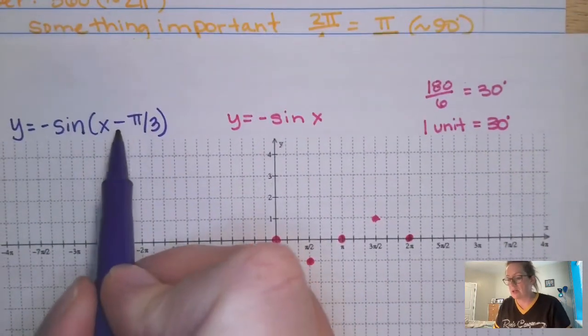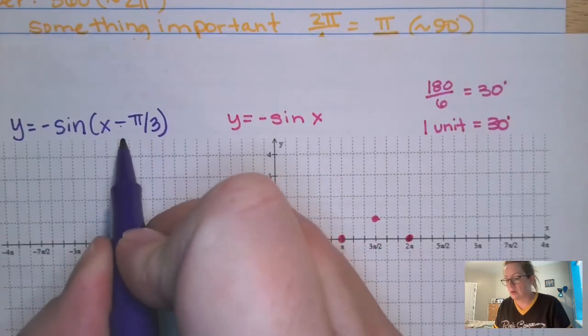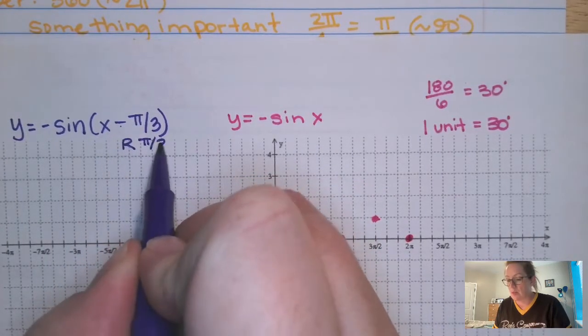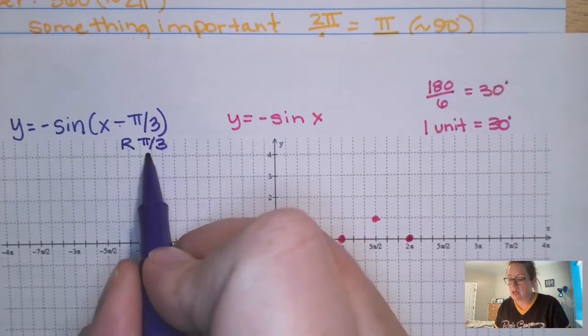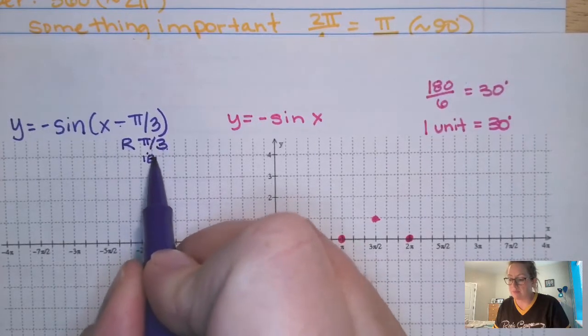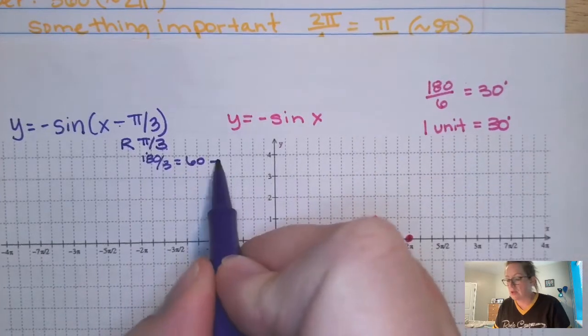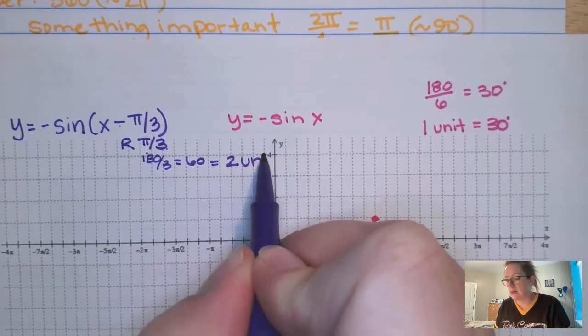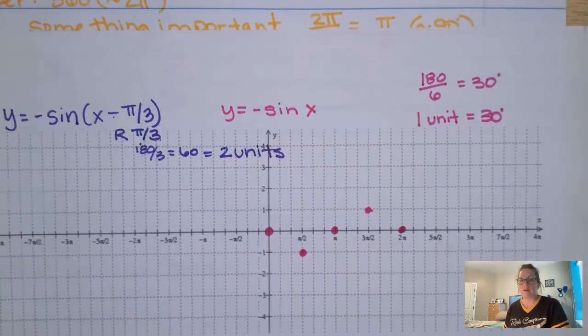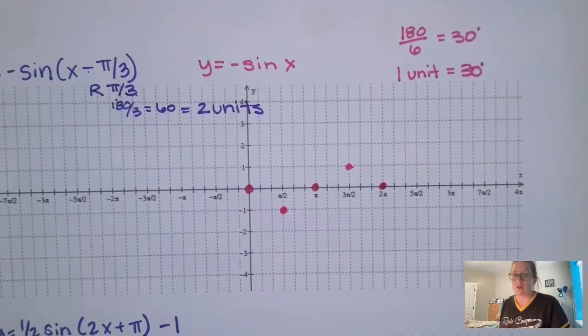So our shift is negative, so it's really going to be going right. Pi over 3. Pi over 3 is 180 divided by 3, right? Which is 60 degrees, which is equal to 2 units. Okay, so I'm going to think of this in units. It's probably the easiest way to graph this guy.